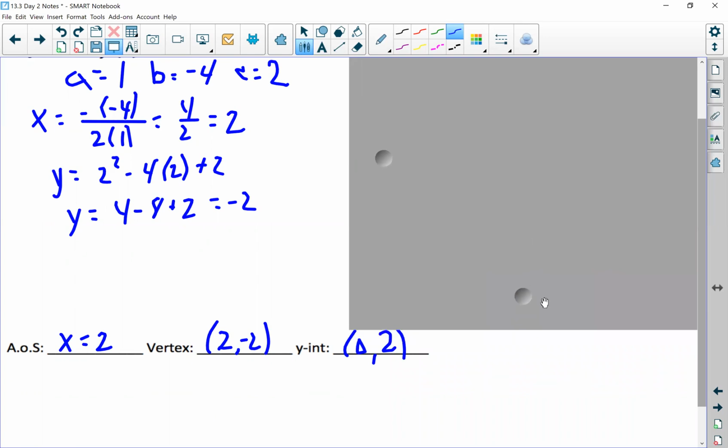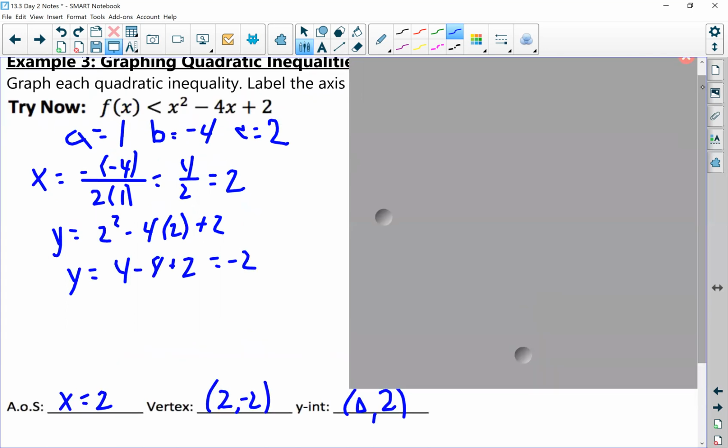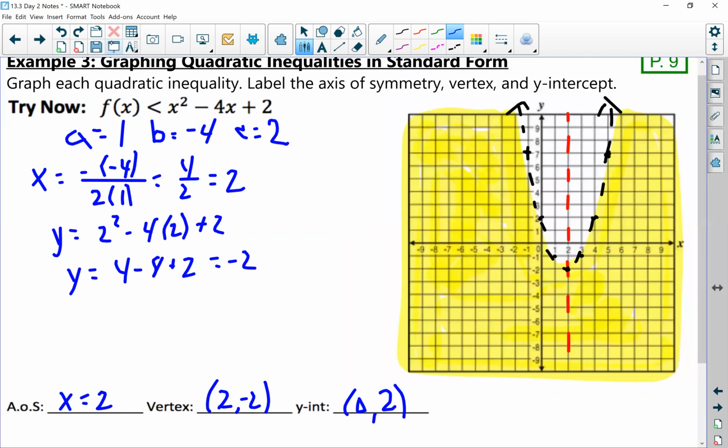All right, so we graph that. The nice thing, A is 1, so it's over 1 up 1, over 1 up 3, over 1 up 5, and so on. For this one, are we going to shade above or below? Below. And is it going to be a dashed line or a solid line? Dashed. So my goodness, I hope it looks like that.